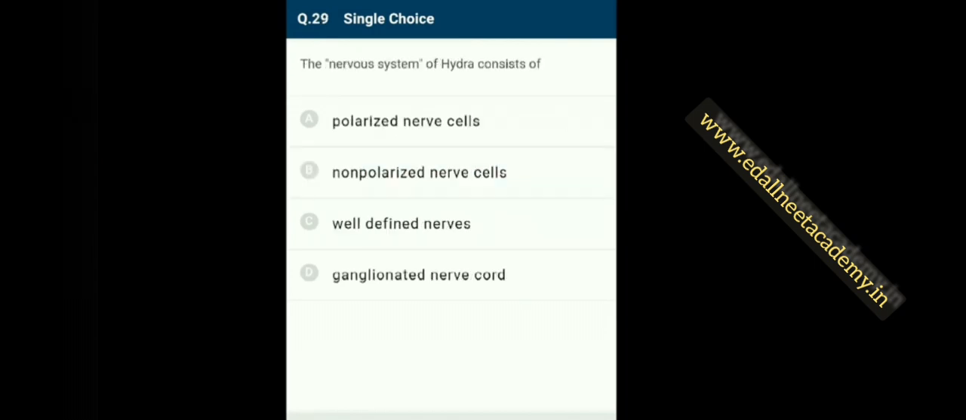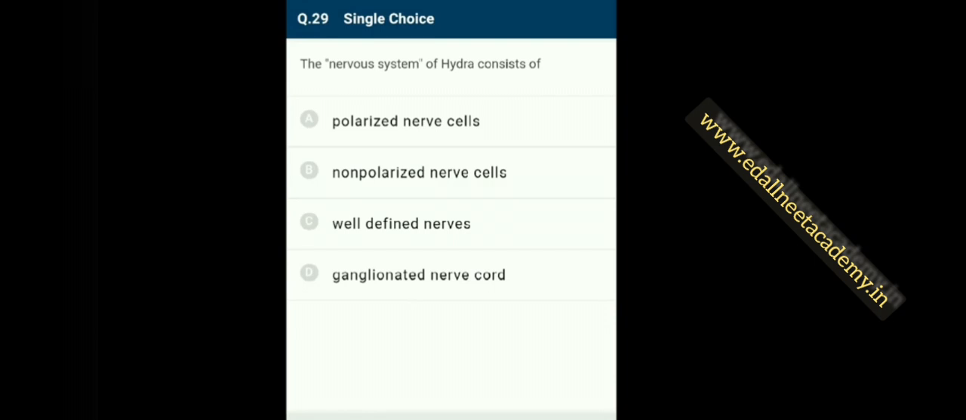Question number 29. The nervous system of Hydra consists of. Hydra, belonging to the phylum Cnidaria, is a genus of freshwater organism. They are generally found in tropical and temperate regions. A nerve net found in Hydra serves as a simple nervous system that connects photoreceptors and touch sensitive nerve cells. These cells are found in the body walls and tentacles.